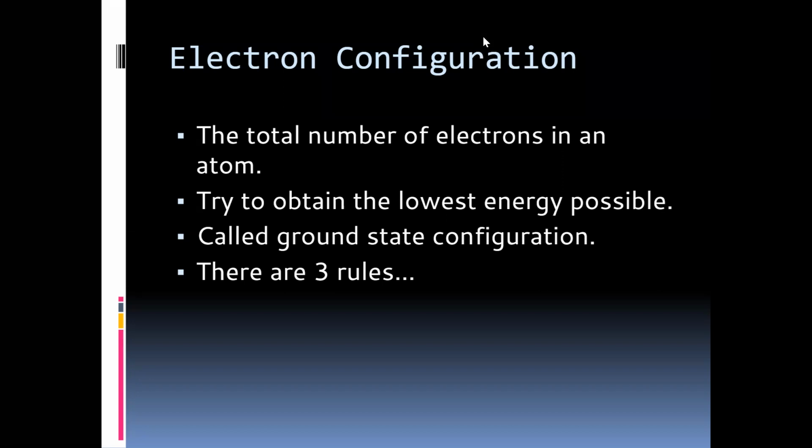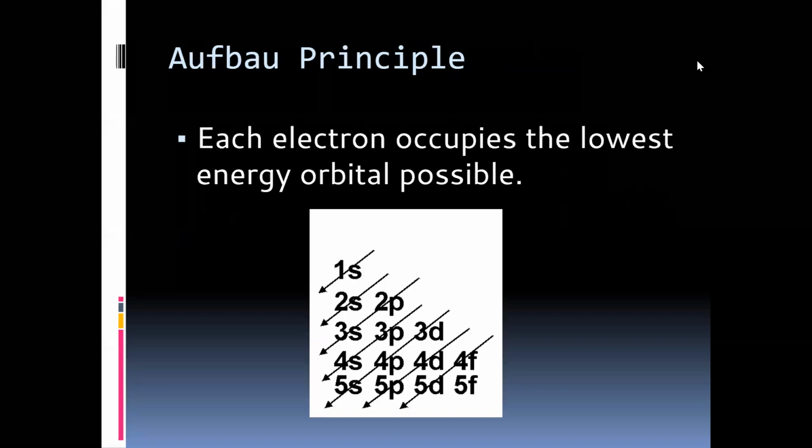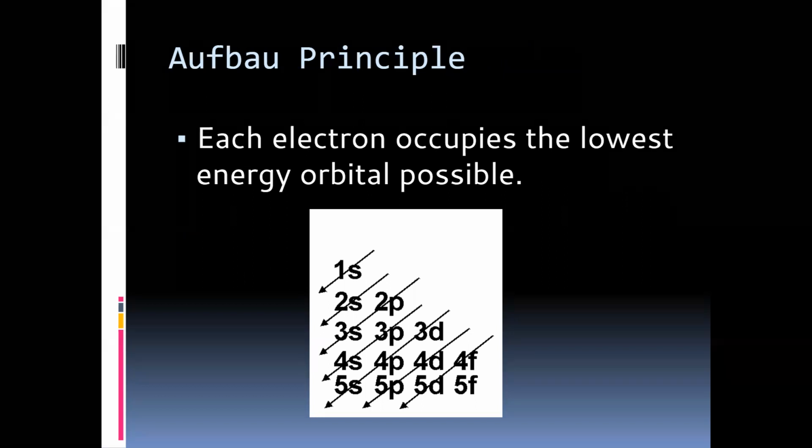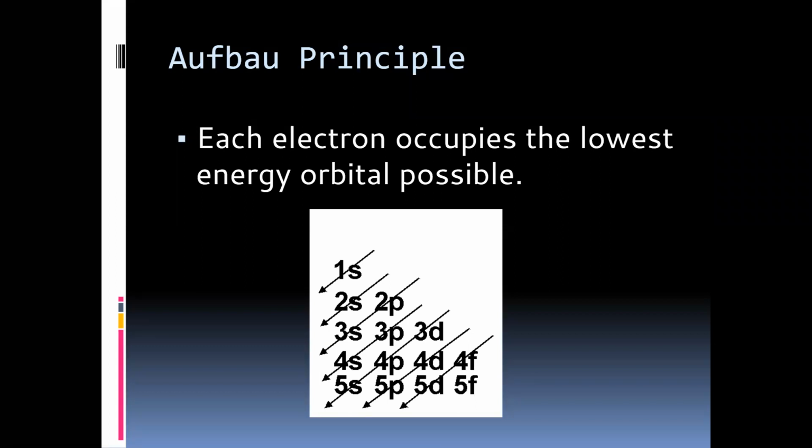So atoms, they like to be in a relaxed state as much as possible, otherwise known as their ground state configuration. So there's a couple of rules for how ground state electron configurations are put together. There's something called the Aufbau principle that states that each electron is going to occupy the lowest energy orbital possible, which again is basically a reiteration of what I already said. They like to be the lowest energy possible.